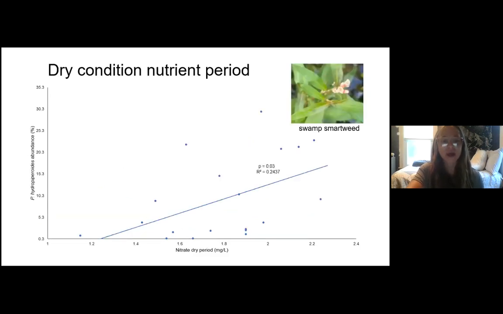The next biotic variable that was significantly related to dry condition nutrient periods was Persicaria hydropiperoides. This is also known as swamp smartweed, and you can see it in the top right hand again of your screen. This is one of the only species that showed a positive relationship with increasing nitrate concentrations. So as the nitrate concentrations increased, the abundance of this species appeared to increase along with it.